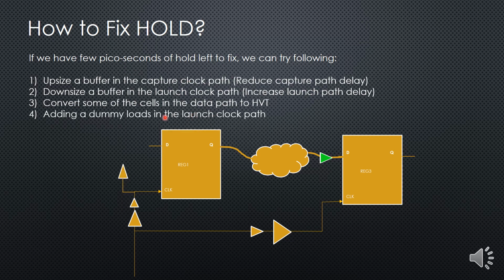We can even add a dummy cell in the launch clock path in this fashion. That means the output is floating and we are just increasing the fan out of one of the drivers in the launch clock path. Then the launch clock path delay is going to increase, and when it increases, your skew is reduced and again your hold is addressed.